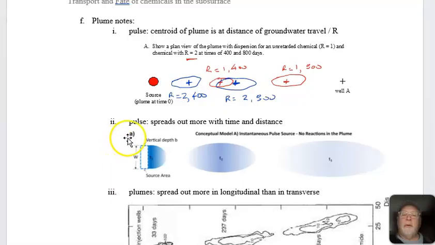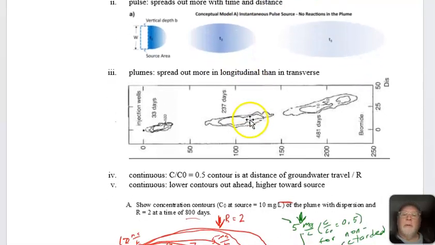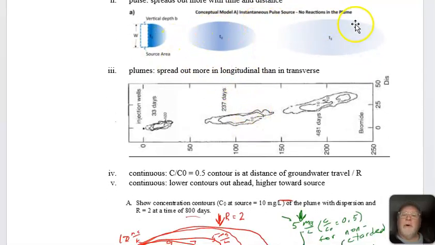This plume spread out more with time and distance. I kind of did okay with the red one there. This is copied there. So the farther we go, the more it spreads out. It spreads out more lengthwise than it does wide. So this is one of those field studies that we have up above in our notes. And notice the other field studies, these were fatter plumes. So it's not exactly the same, but always it spreads out more in the longitudinal direction, the direction it's going, than it does side to side.